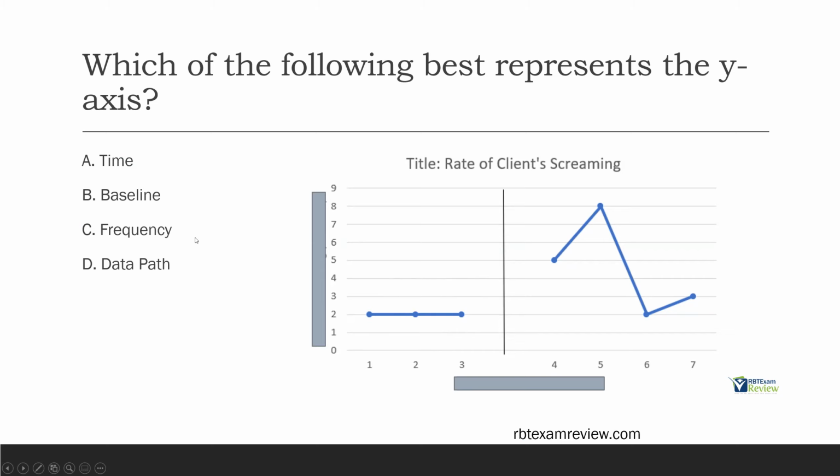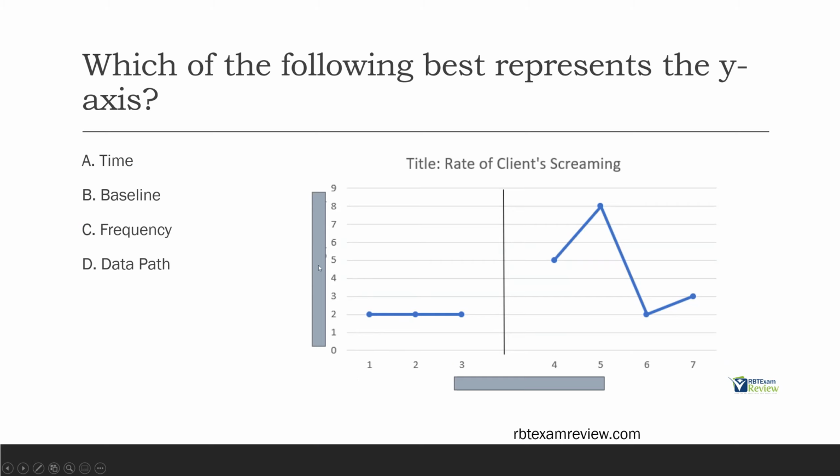Frequency. Yes, okay? So why is it frequency? Well, because the measurement or the recording of the behavior goes on the y-axis. So if we're measuring the rate of the client screaming, on the y-axis we would have our frequency. So let's say, for instance, data point 1 represents 1 minute. We would have 2 instances of screaming on the y-axis and then 1 minute. So our rate would be 2 per minute.